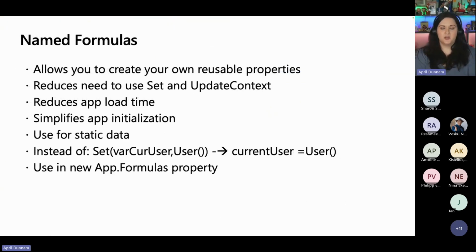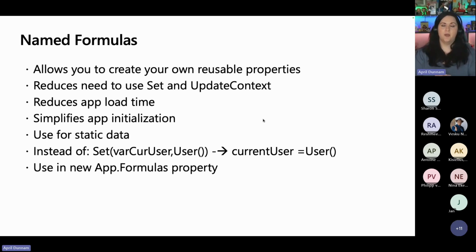Now, the big thing though in this section I want to talk about is something called named formulas. If you take away anything from this tip, it's to use named formulas. These allow you to create your own reusable properties, and it reduces the need for set and update context and helps reduce app load time. It simplifies your app initiation, and it's really good for static data.